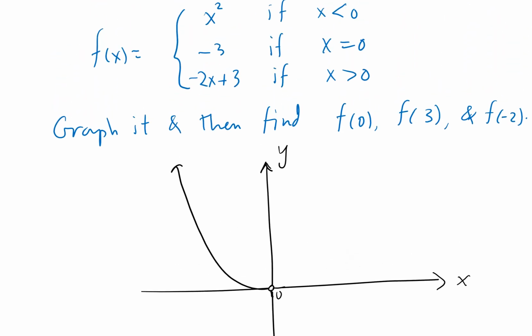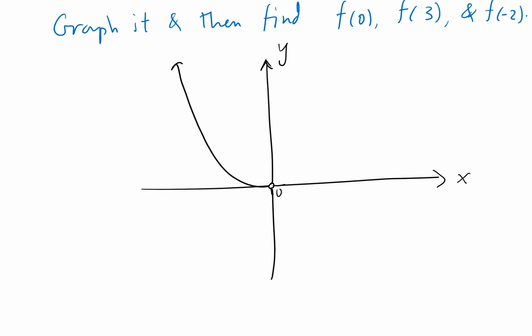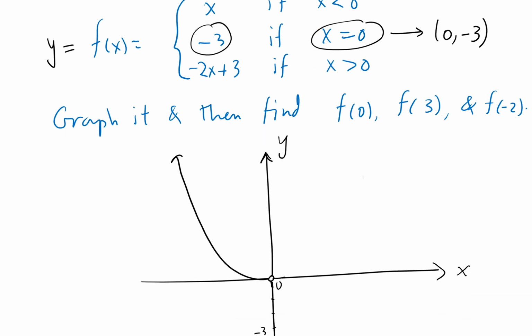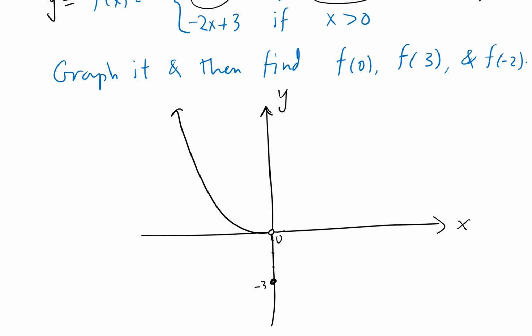Next one, we have y equals negative 3. A lot of people think it's here. It's really there, but let's see what we have. X equals 0, y equals negative 3. So when x is 0, that's the point 0, negative 3. It's only a point, just a dot like this.